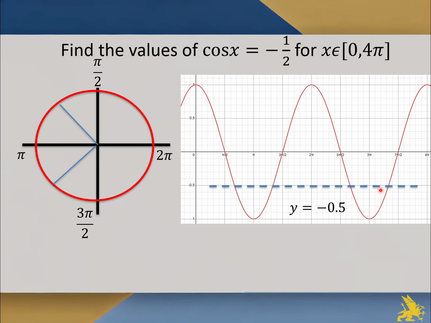So I like to think about it as a unit circle. It makes it so much easier. We know it's quadrant 2 and quadrant 3. So whatever value we find for x, we'll be taking it away from pi and adding it to pi.